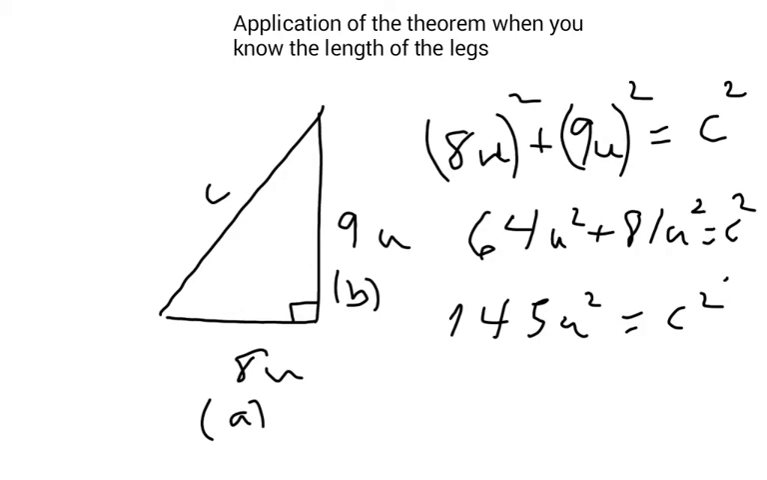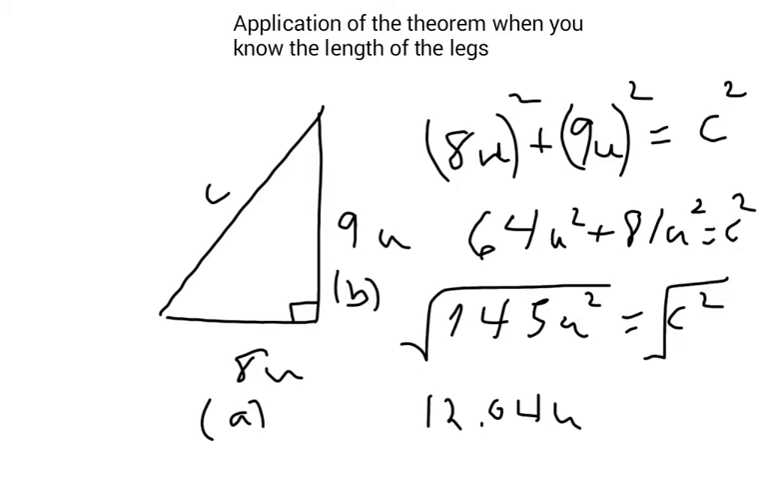Then I can use the property of equality. It says I can take the square root of everything on each side. I know the square root of 144. 144 is a perfect square. This is actually going to be slightly more than 144. This is where you probably would punch it in on a calculator, and I think it comes out to be 12.04 units equals c.